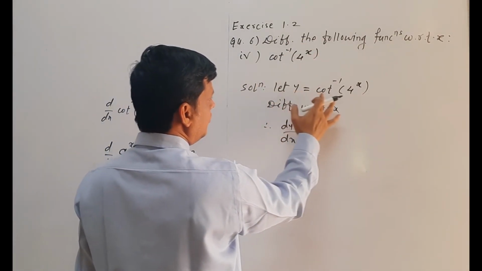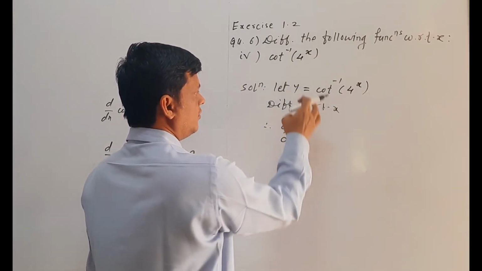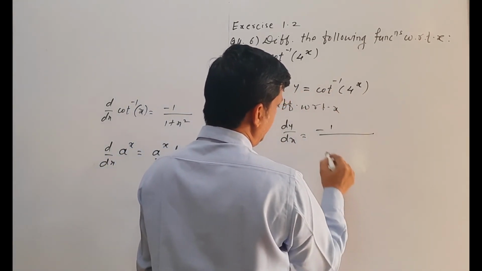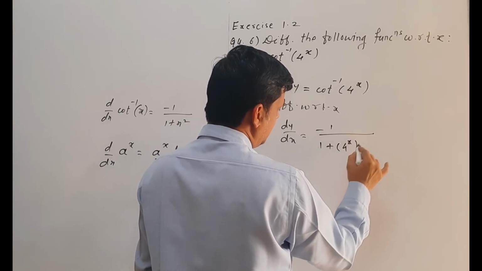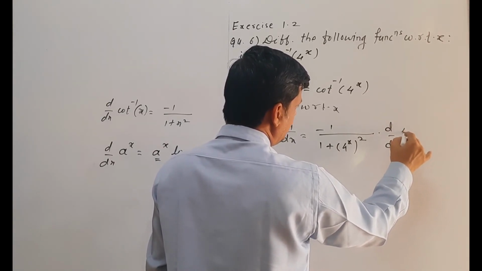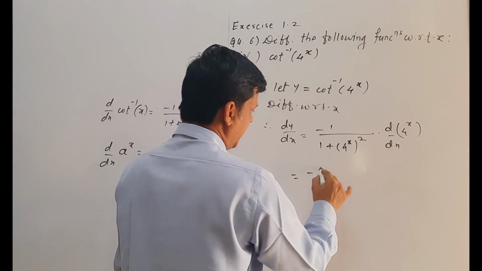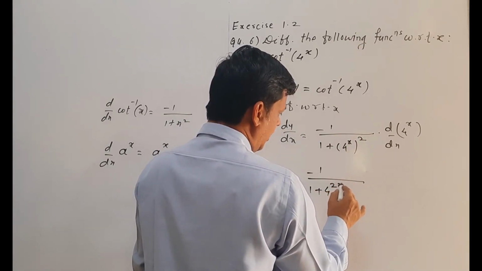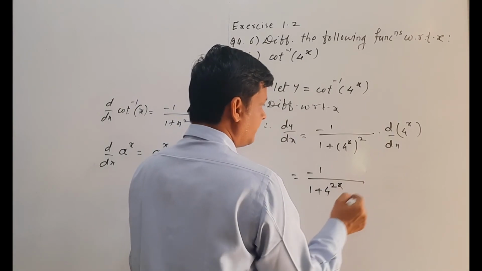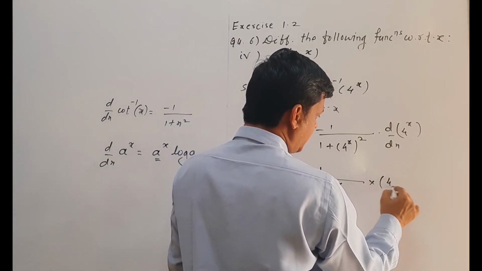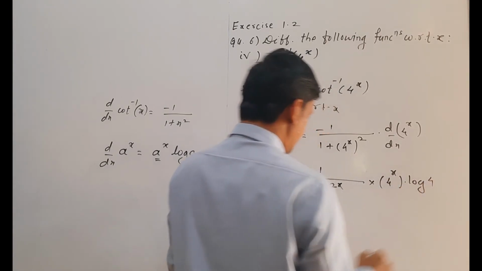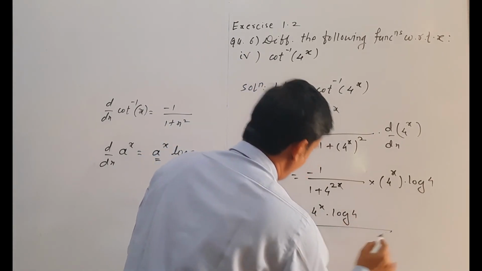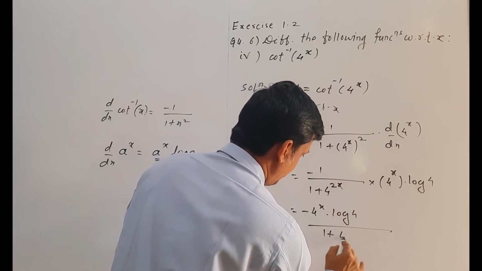So for that we write y equals cot inverse of 4 raised to the power x. So we differentiate this. So we write derivative of y as dy by dx. Derivative of cot inverse is minus 1 upon 1 plus 4 raised to the power x its square into derivative of 4 raised to the power x. So we write this as minus 1 upon 1 plus. So we write power in multiplication. So we write 4 raised to the power 2x into derivative of 4 raised to the power x is 4 raised to the power x into log 4. So we write this as 4 raised to the power x into log 4 upon, we write the minus sign first, 1 plus 4 raised to the power 2x.